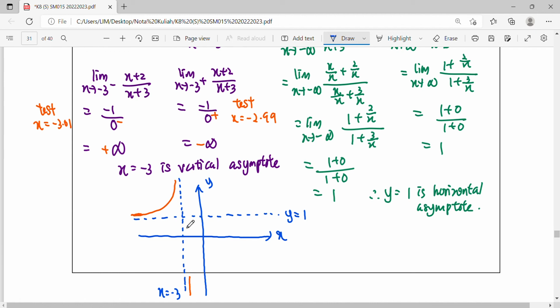Okay, dia menghampiri nilai 1. Tapi nilai 1 ni ada pilihan, boleh di atas, boleh di bawah. So tak logik lah di bawah sebab takkan graf tu ada sebelah saja. Lagi sebelah tak nampak. So lebih logik dia di atas. So nampak dah sebelah ekor di sini, sebelah ekor di sini. So you just continue, sambung je. Siap dah.